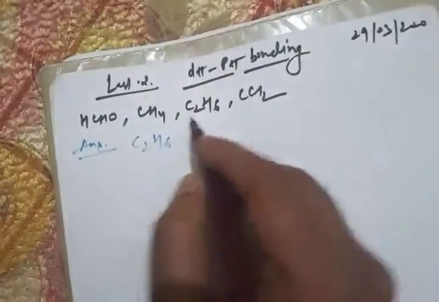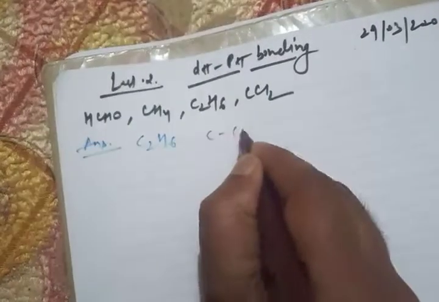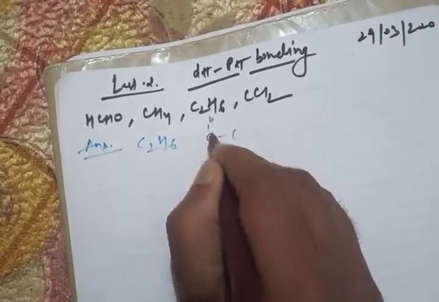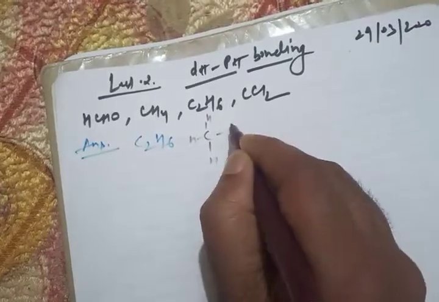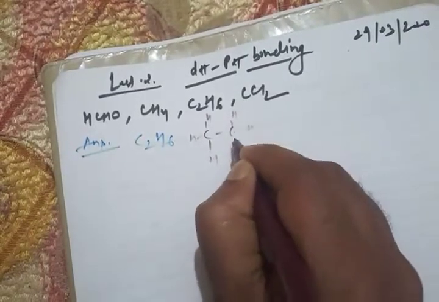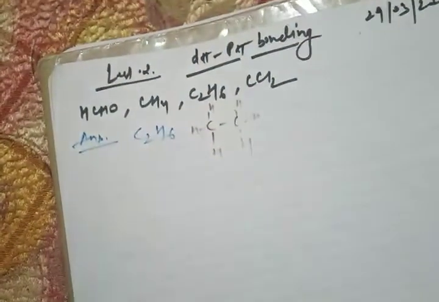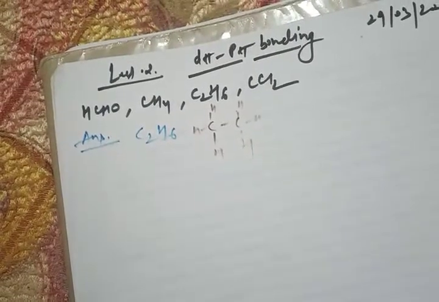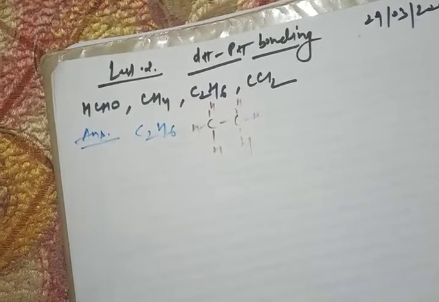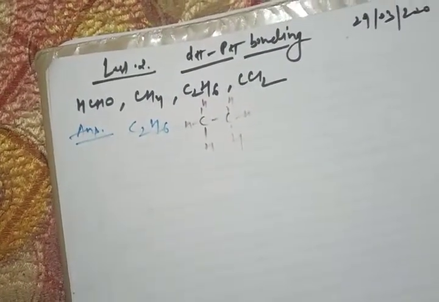Okay, why does it show it? Because C2H6 can form carbon-carbon single bond. So this is the reason that it will show the catenation property. Okay, so let's start the discussion of dπ-pπ bonding.